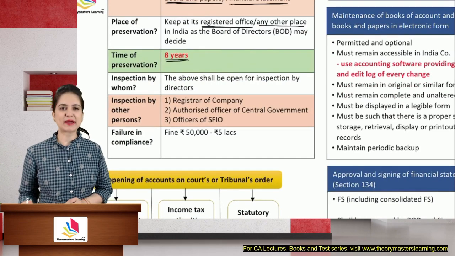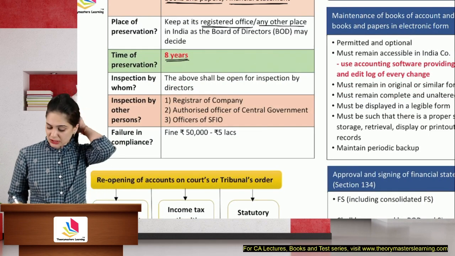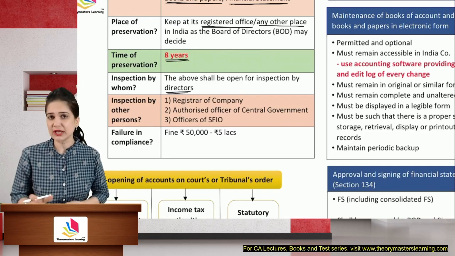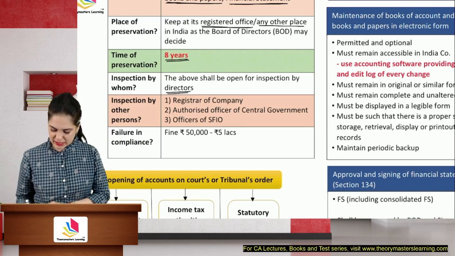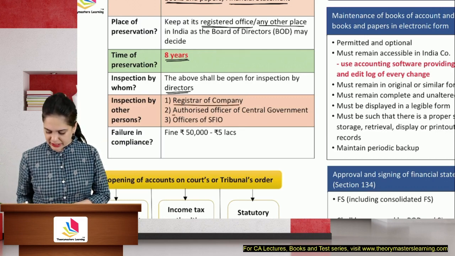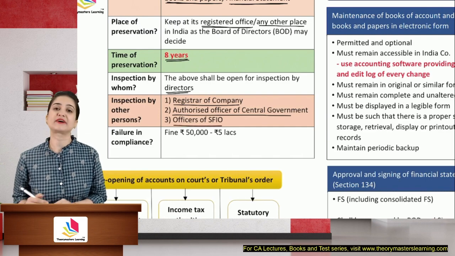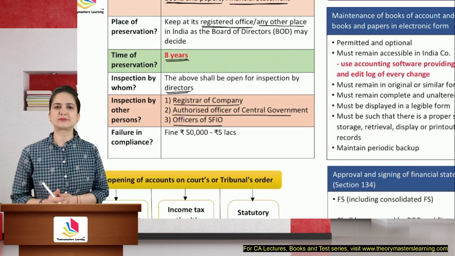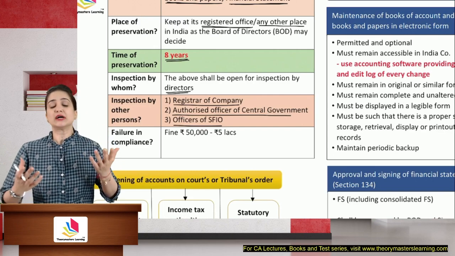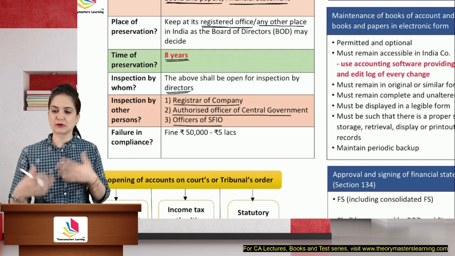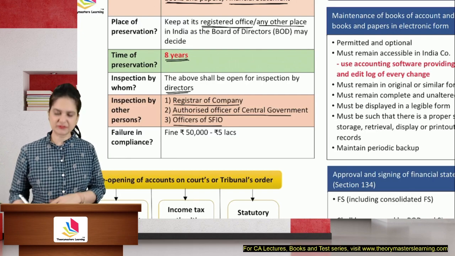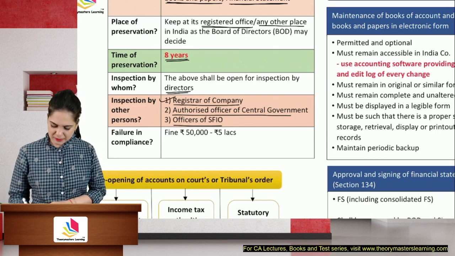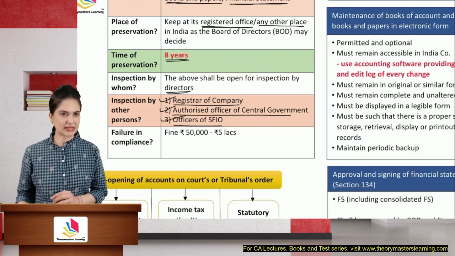Inspection. Who can inspect these books, documents, other papers? The books, documents, etc. can be inspected by the directors. They are open for inspection by directors only. However, certain other persons like registrar of companies, authorized officer of the central government, or officers of SFIO, that is Special Fraud Investigation Office, they can also inspect. Now, under what circumstances will they inspect? See, maybe they are suspicious or they have received some kind of intimation from the other person that these accounts need to be inspected. Yes, in that case, if they are doubtful as to the credibility of the account, then they may inspect. So registrar can inspect, authorized officer of the central government or officer of SFIO.